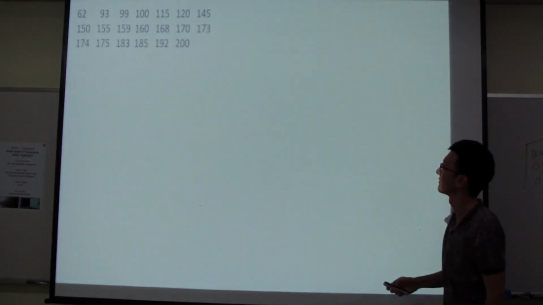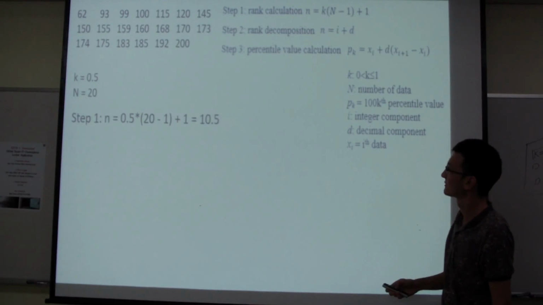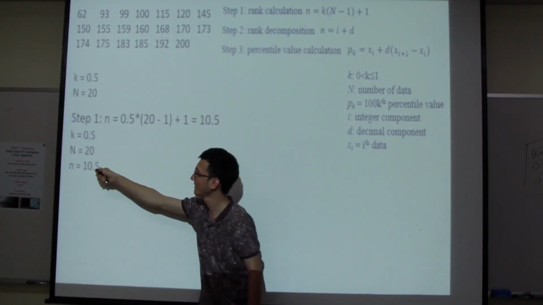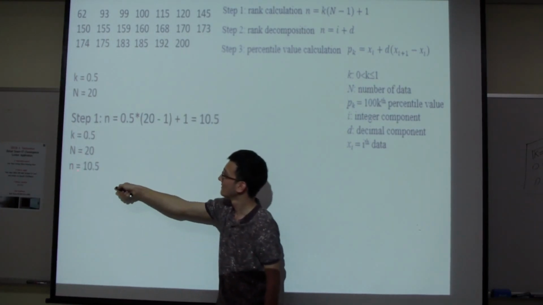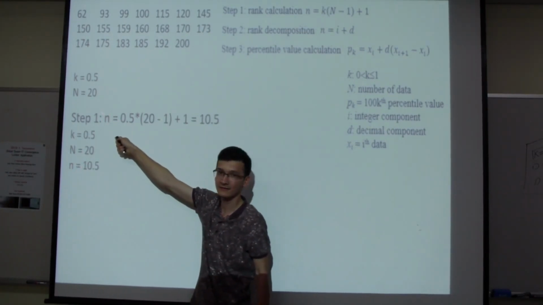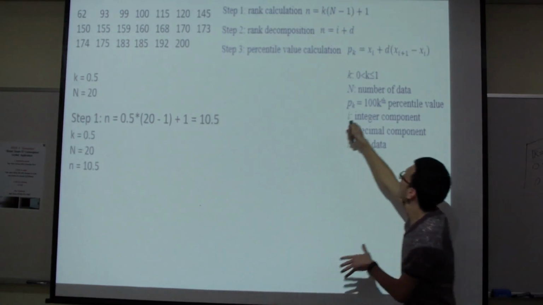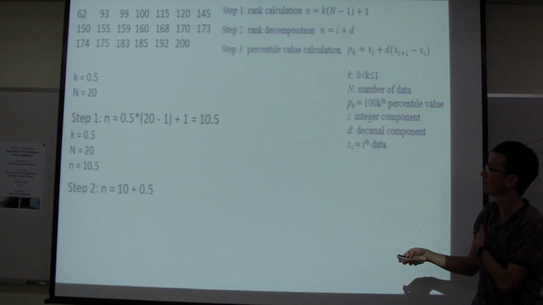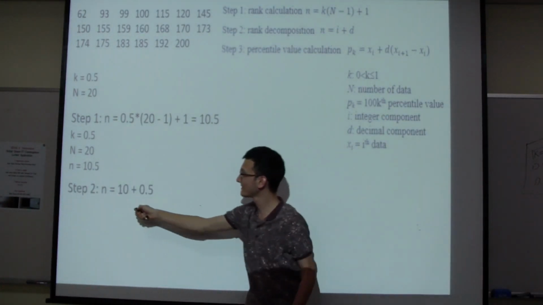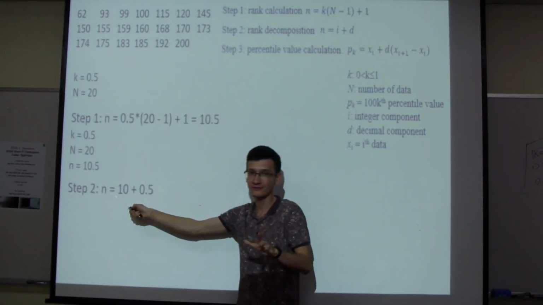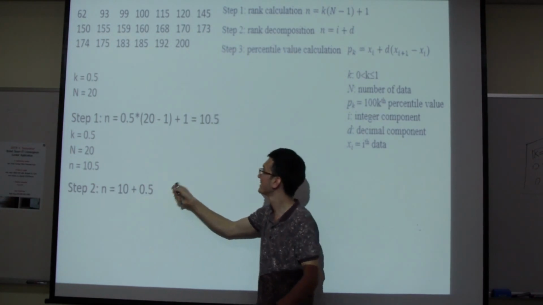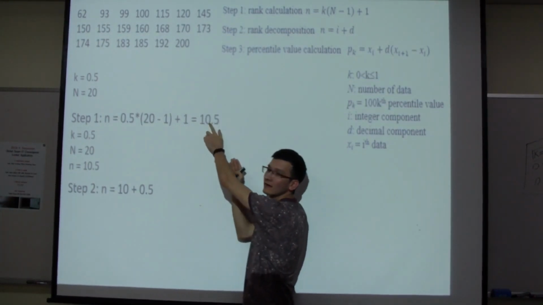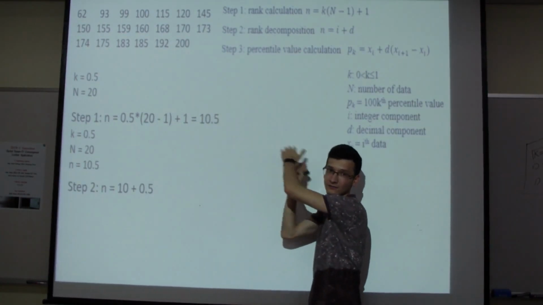Next step. Now we know what? K, N, and small n. Now we can calculate the second formula, yeah? This is the integer component, this is the decimal. We just divided them.